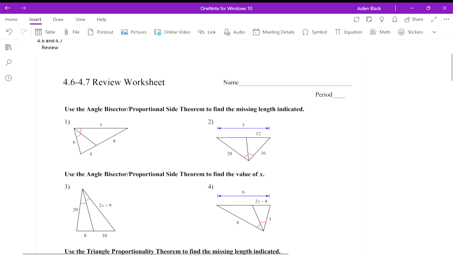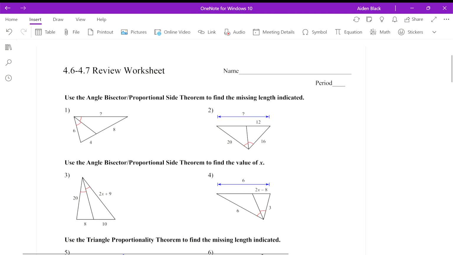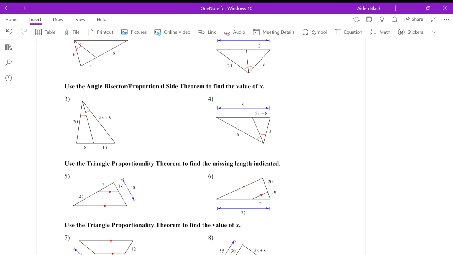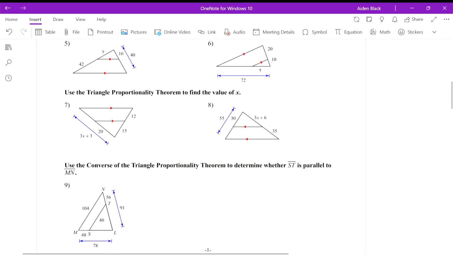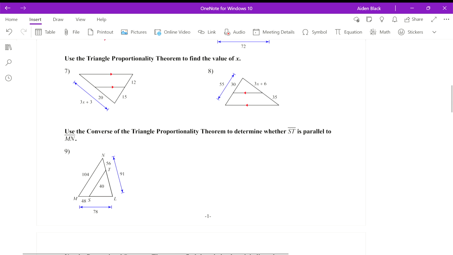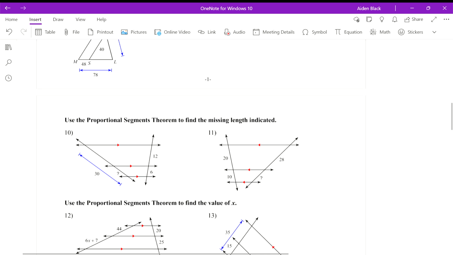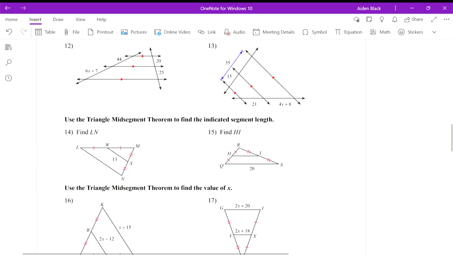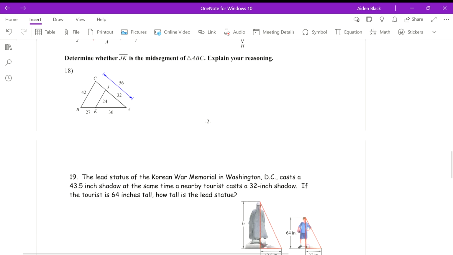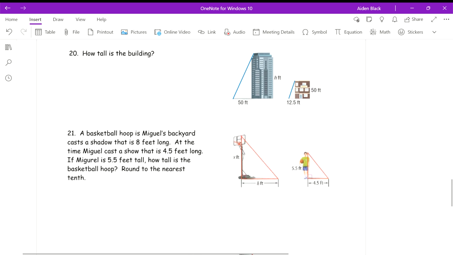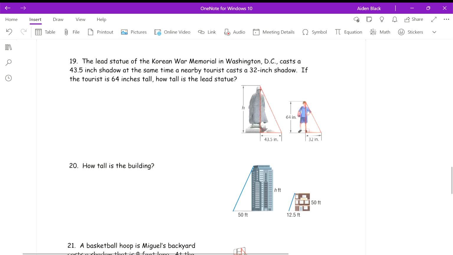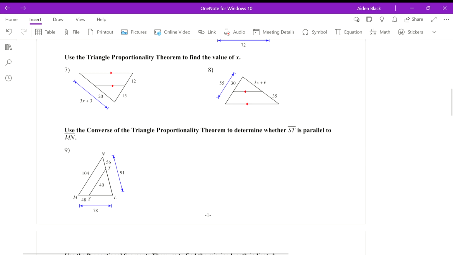Okay, we have the 4.6 through 4.7 review worksheet right here, where you'll see the angle bisector proportional side theorem used, the triangle proportionality theorem, the converse, which is touched on briefly, the proportional segments theorem, the triangle midsegment theorem, and then all the applications we learned in 4.7. And they're just the use of similar triangles applied to real life scenarios.